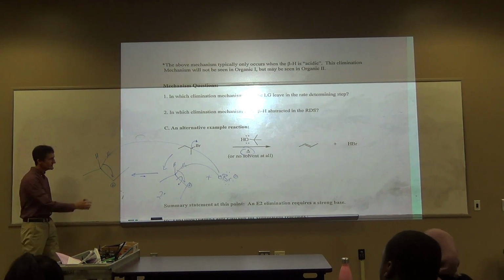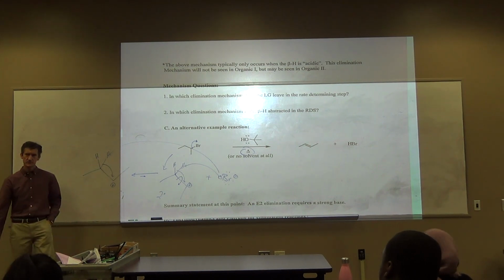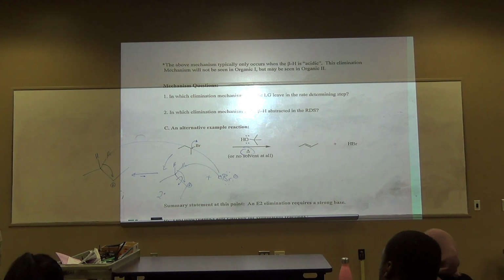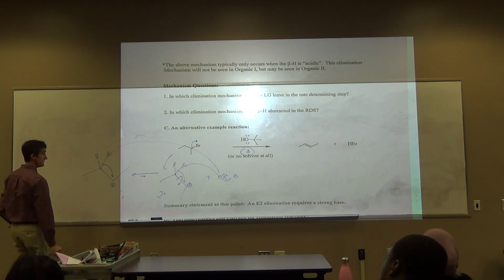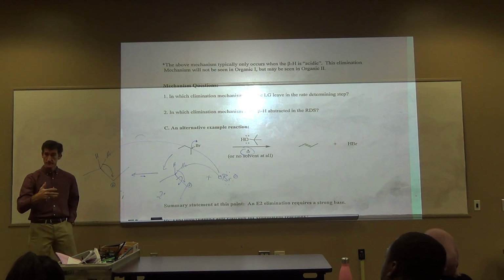Now, very often, this may not be included in a mechanism, and it may be kind of glossed over, and you'd be like, how did it go from here to there? Well, I'm giving you the detailed information here. Because it can rotate at that point, because the pi bond is gone. Okay, we'll talk more about stereochemistry going forward.